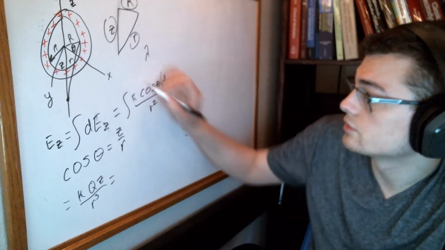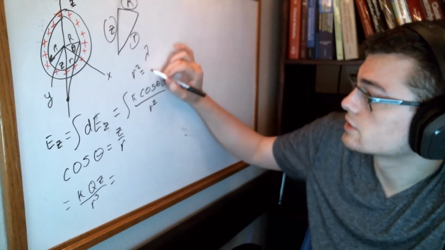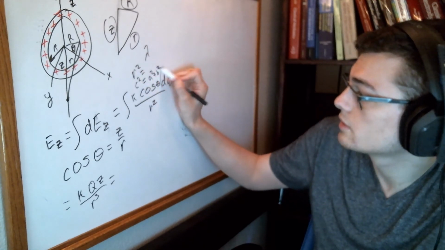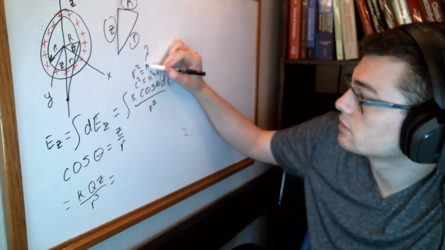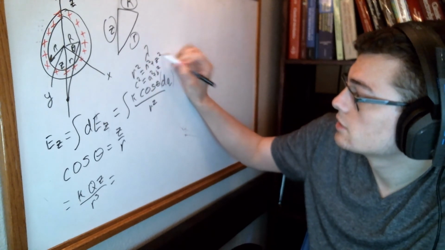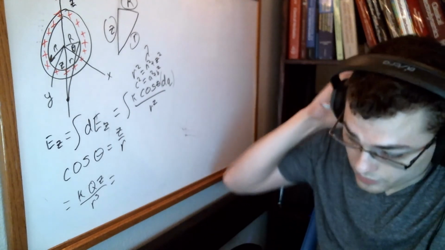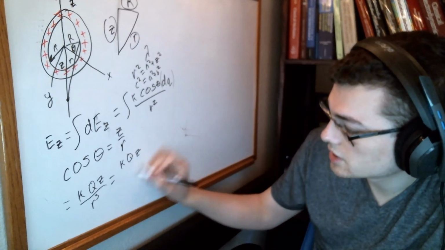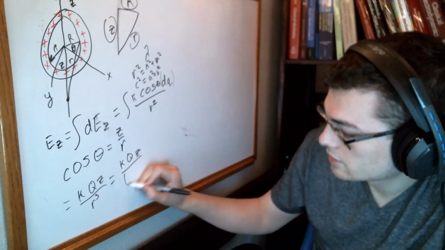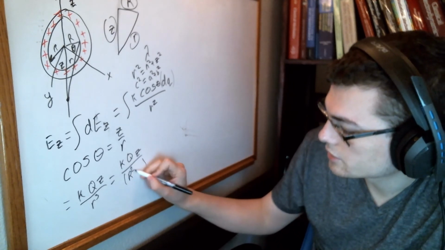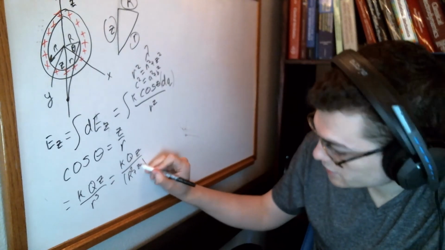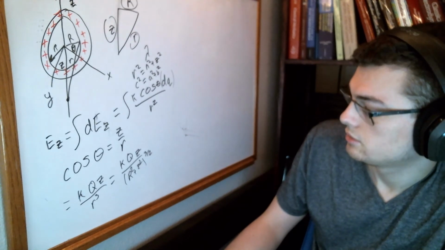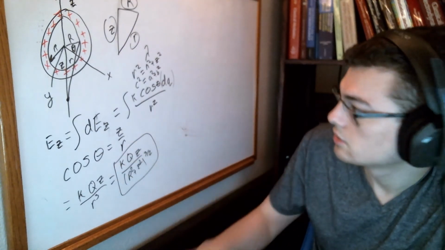And so in order to do that, we know that c squared is equal to a squared plus b squared. So in order to get r squared, we have to take big R squared plus z squared. And so then this now transforms into k q z all over big R squared plus z squared to the 3/2 power. And so then this will be our answer.